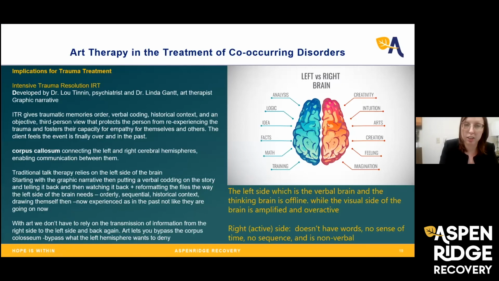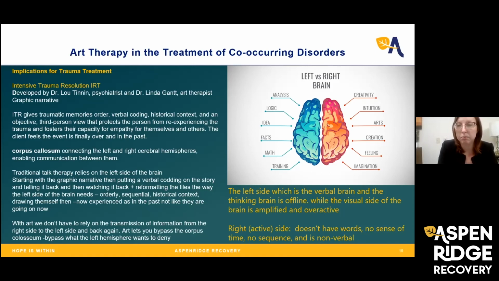There's a lot of implications for art therapy and trauma treatment. That's because we really want balanced functioning of the right and the left side of the brain. But in trauma, the left side of your brain shuts down. That's the verbal and the thinking part of the brain, and also the organization, sequencing, and time are all on the left side of the brain.